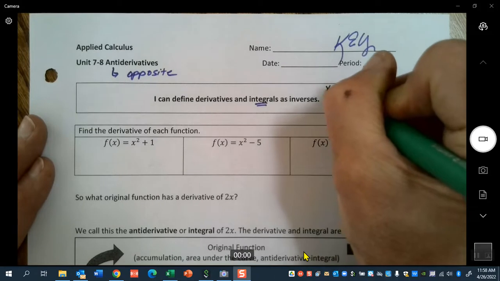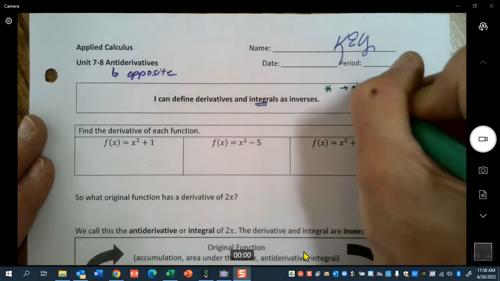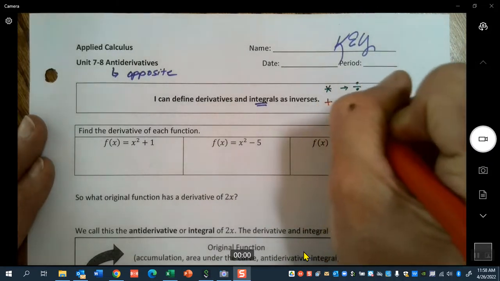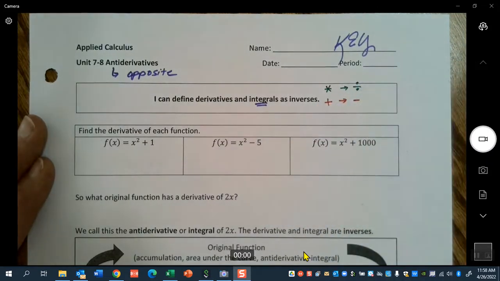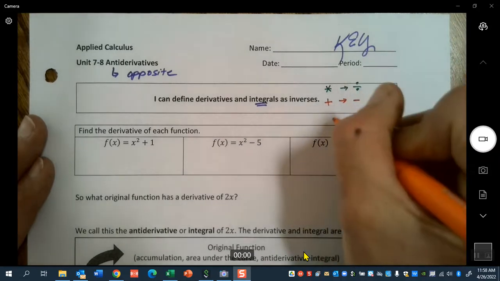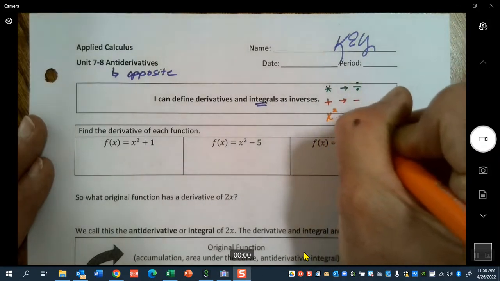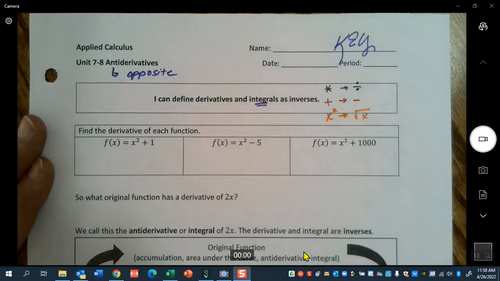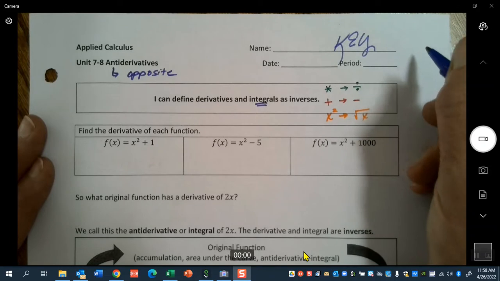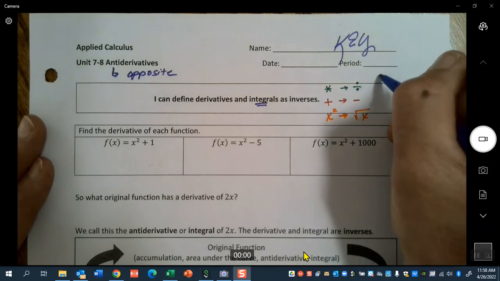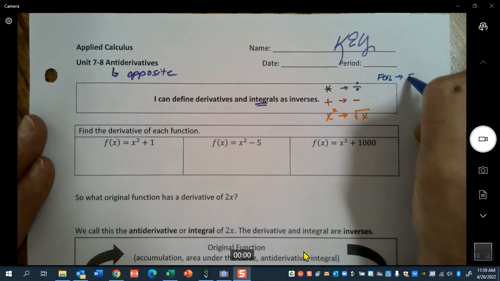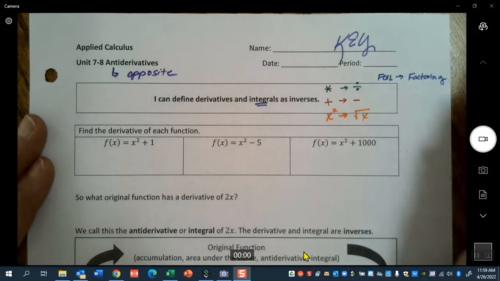We talked about how multiplication and division are inverses. Of course, addition and subtraction are inverses. If you have something squared and the square root, those are going to be inverse operations. And of course, my favorite, if you remember that sweet little student of mine that had a good time trying to figure out where the end was between the FOILing and factoring loop.